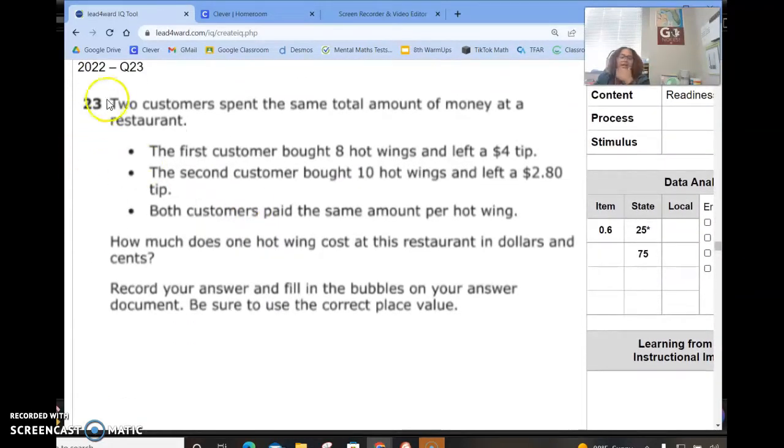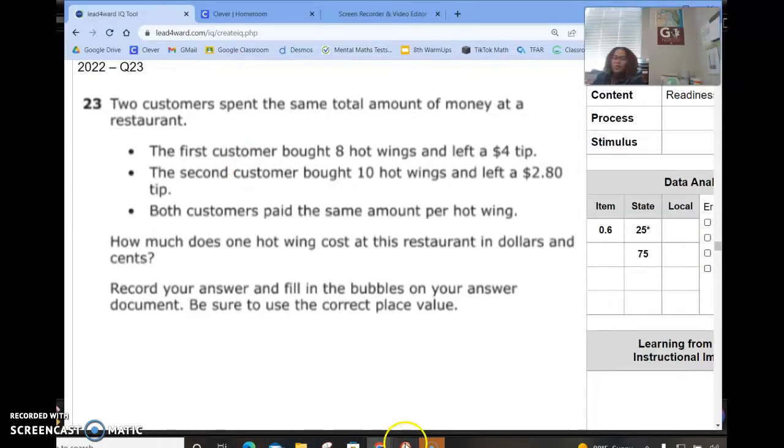Let's do this one. It says 2 customers spent the same total amount of money at a restaurant. The first customer bought 8 hot wings and left a $4 tip. The second customer bought 10 hot wings and left a $2.80 tip. Both customers paid the same amount per wing. So 8 hot wings on the first one, $4 tip. 10 hot wings on the second, $2.80 tip.